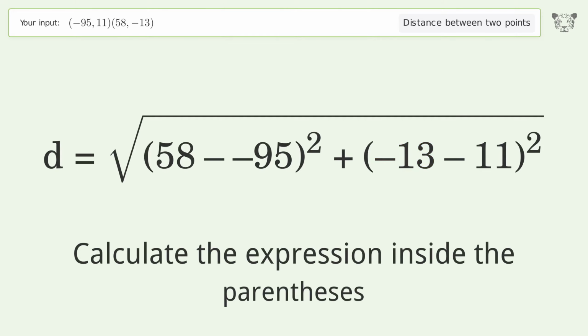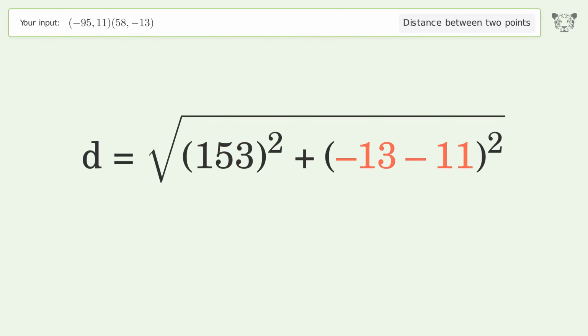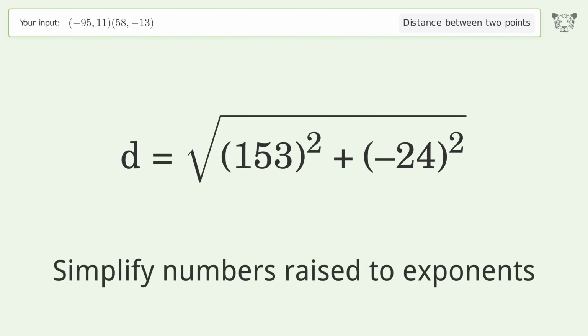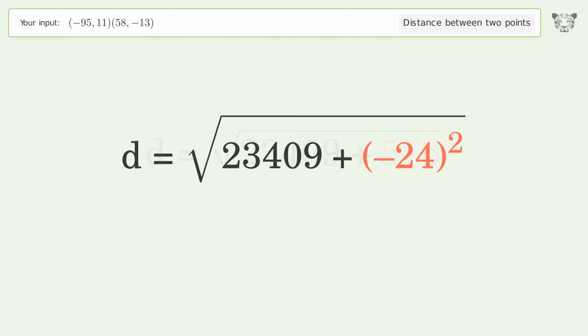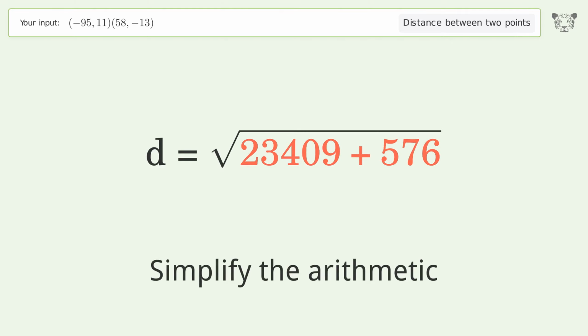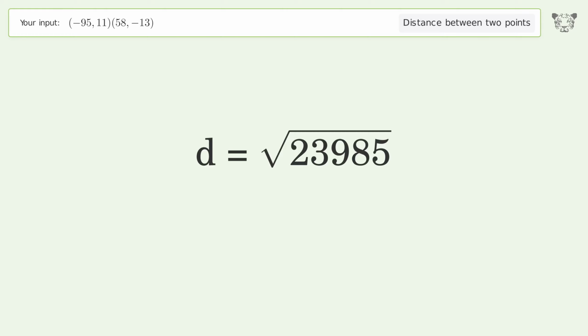Calculate the expression inside the parentheses. Simplify numbers raised to exponents. Simplify the arithmetic. And so the distance between the 2 points is the square root of 23,985 or 154.871.